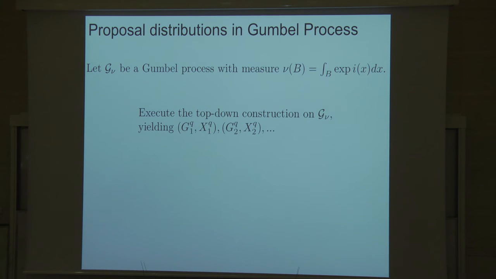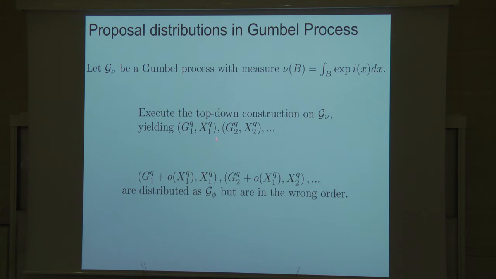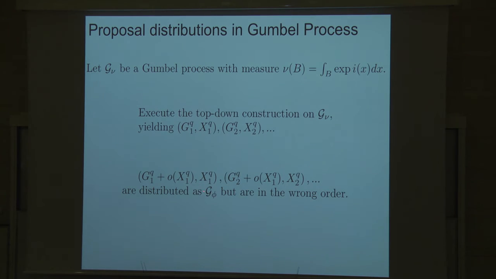and the locations at which they occur. And the key property that comes out here, I'm not going to prove it, is that we can take these values, and look at what is the leftover part at the locations that we've drawn. If we add that to the Gumbel values, then what we get back is something that is like a Gumbel process for the original distribution that we cared about. It's just that these points are not necessarily in any sort of sorted order anymore, because these O's can potentially change the ordering of the values.